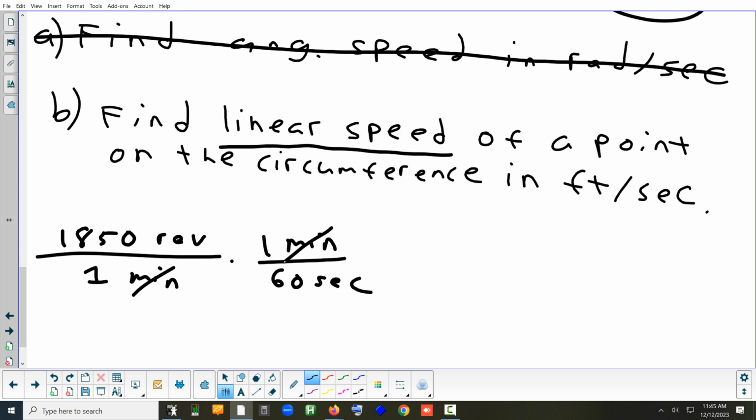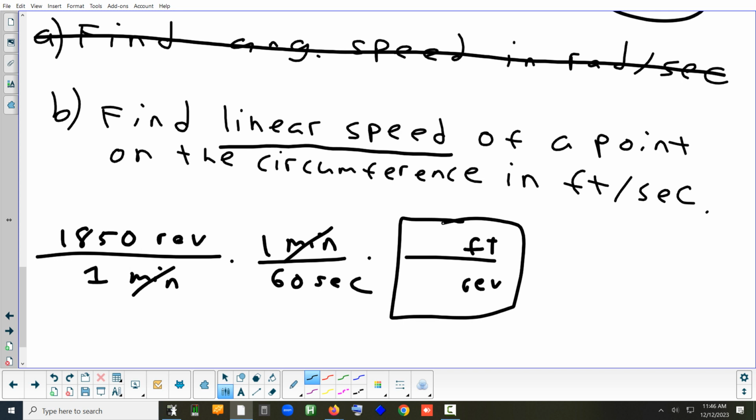Okay, now, we want to convert revolutions to what unit for the final answer? Feet. Okay, we're going to have to figure that out. But before we even figure out the number, where does revolutions go? It goes in the bottom, and feet goes in the top.